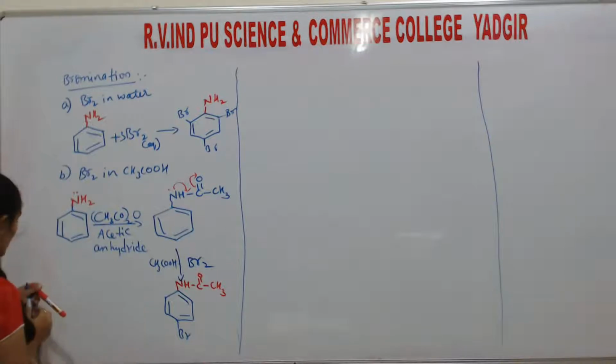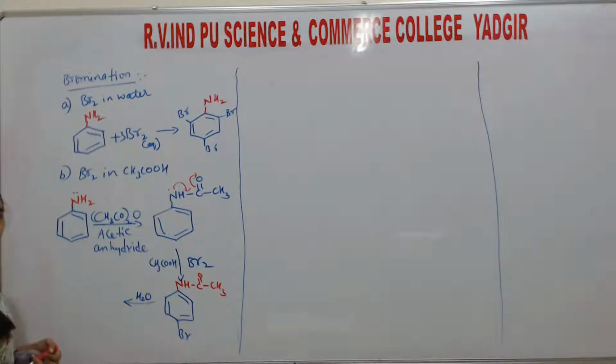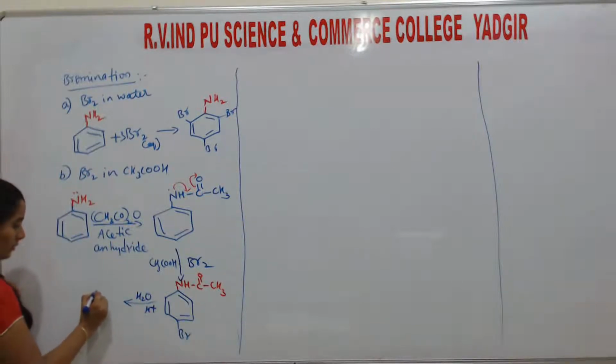To remove the protecting group, students, it is again treated with water or acid, H plus ion. Okay, so then it will form the product.